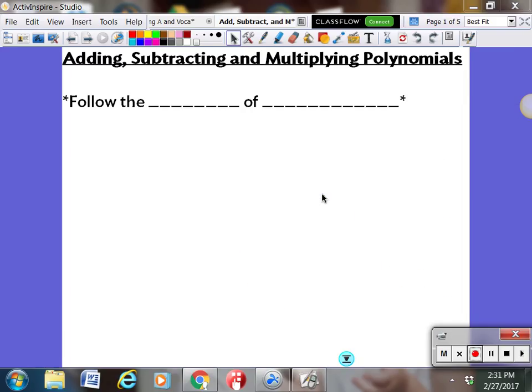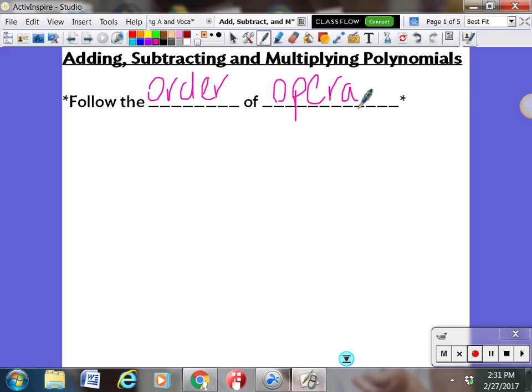Today I'm going to talk about adding, subtracting, and multiplying polynomials. When you have all these steps in a problem, you have to make sure you follow the order of operations when you do these. So you're going to do parentheses first, exponents, then multiplying or dividing, but in these cases you're not going to have any dividing, and then you're going to add or subtract.